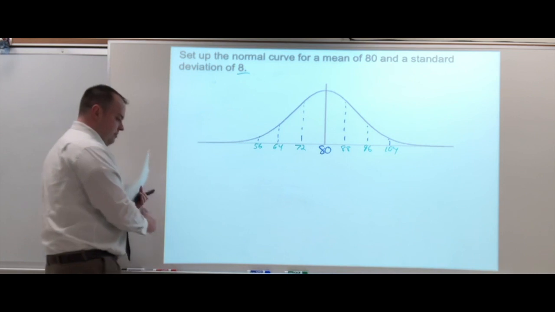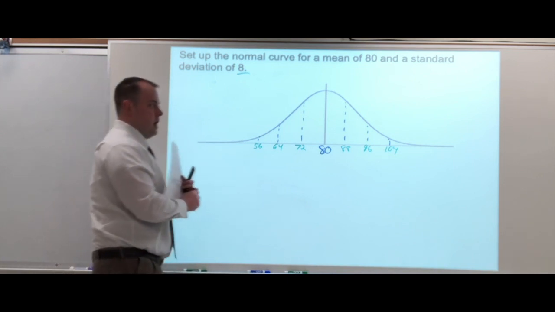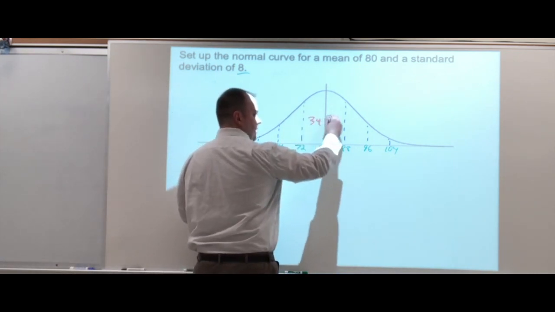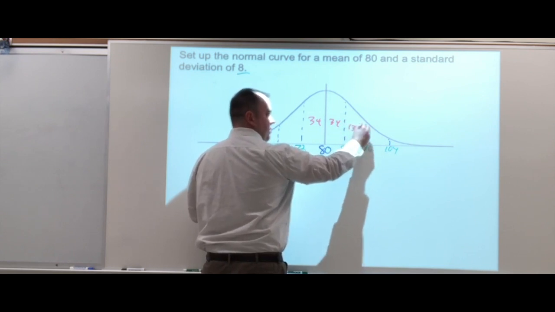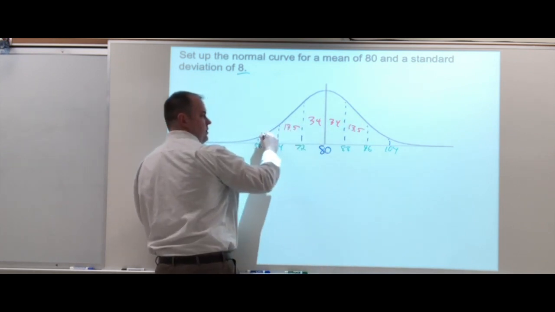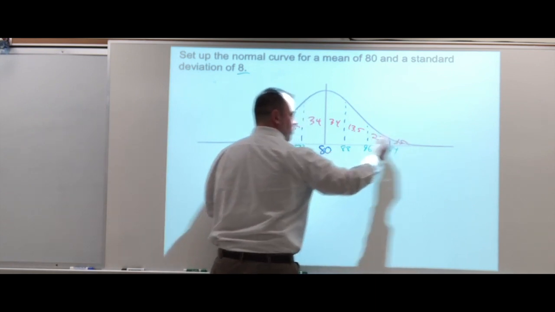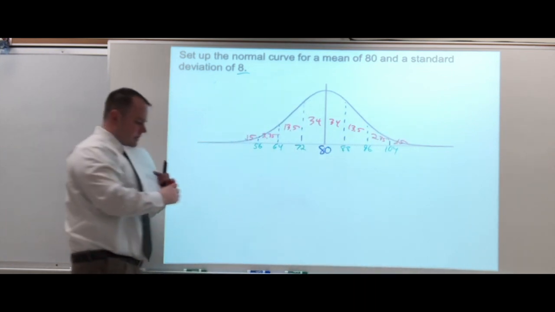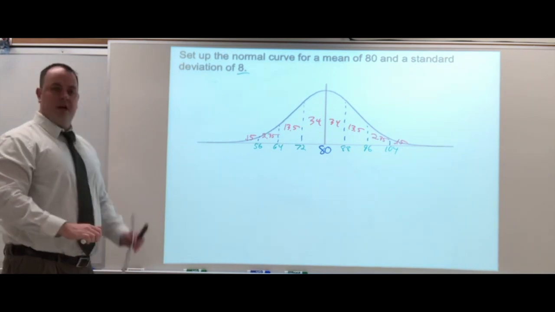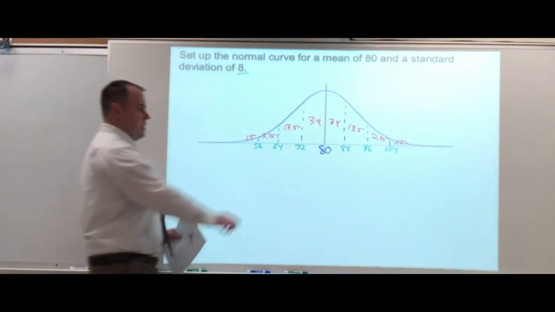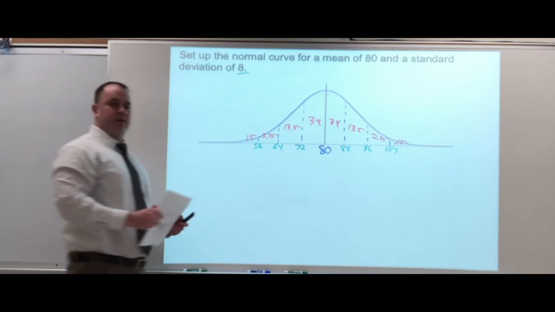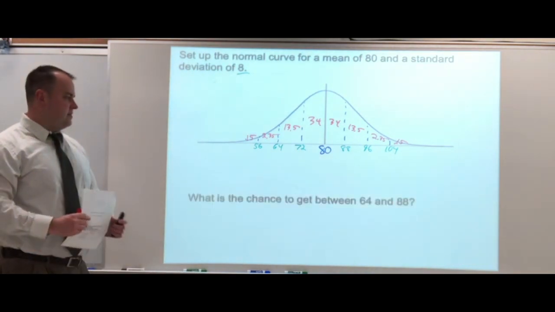Now, the percentages that we had before are going to stay there. 34, 34, 13.5, 2.35, and 0.15. Right? So those percentages stay, they're the same. Okay, but now we have different values underneath. Now the questions that you're going to see are things like this.